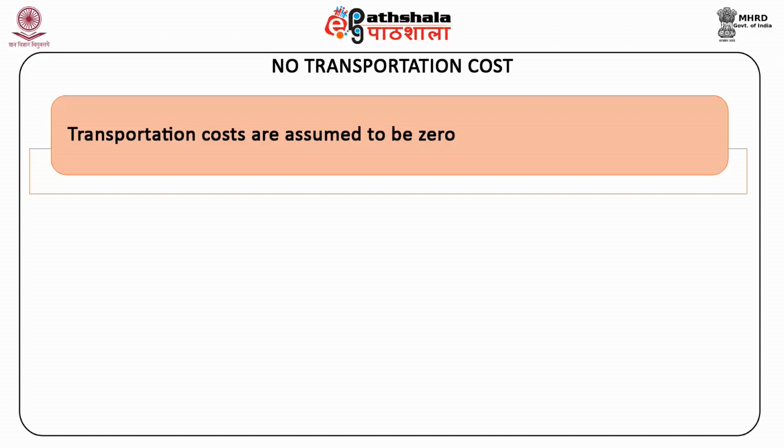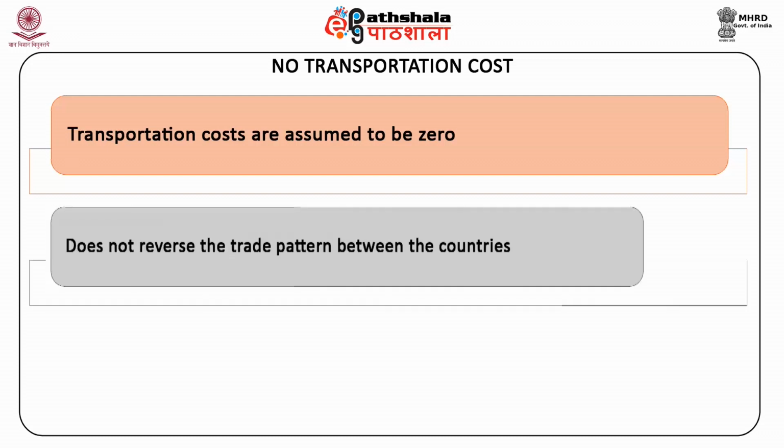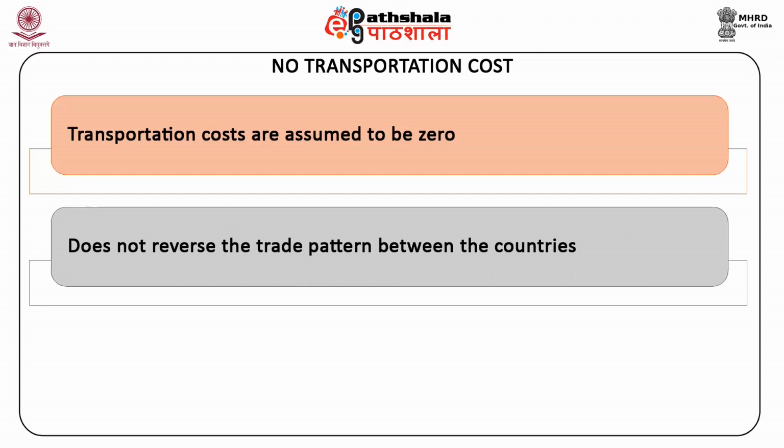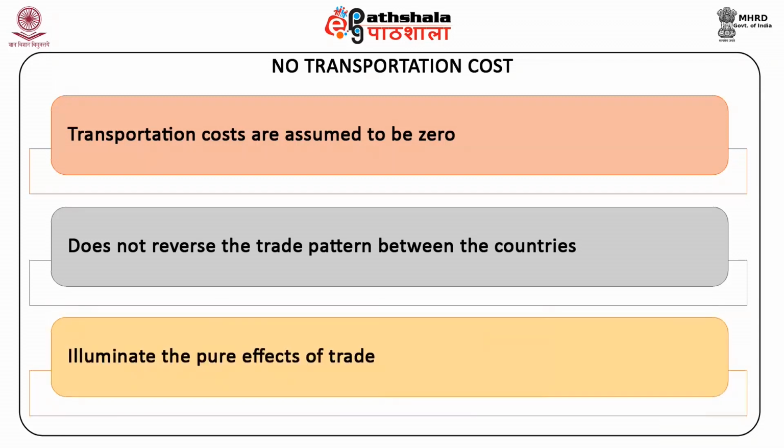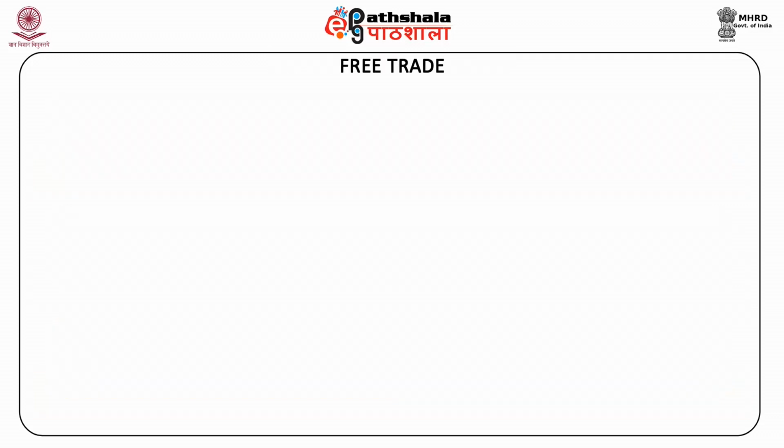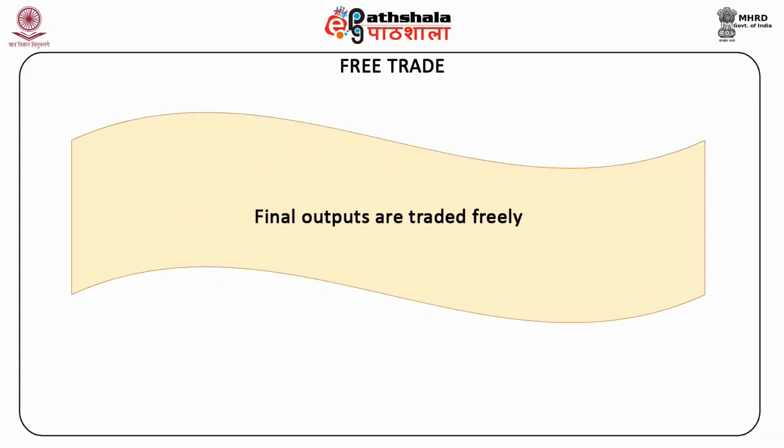It is true that transportation costs inhibit and reduce trade volume, but it does not reverse the trade pattern between the countries. The purpose is not to ignore reality, but to illuminate the pure effects of trade. The HO model is based on the assumption that final outputs are traded freely.